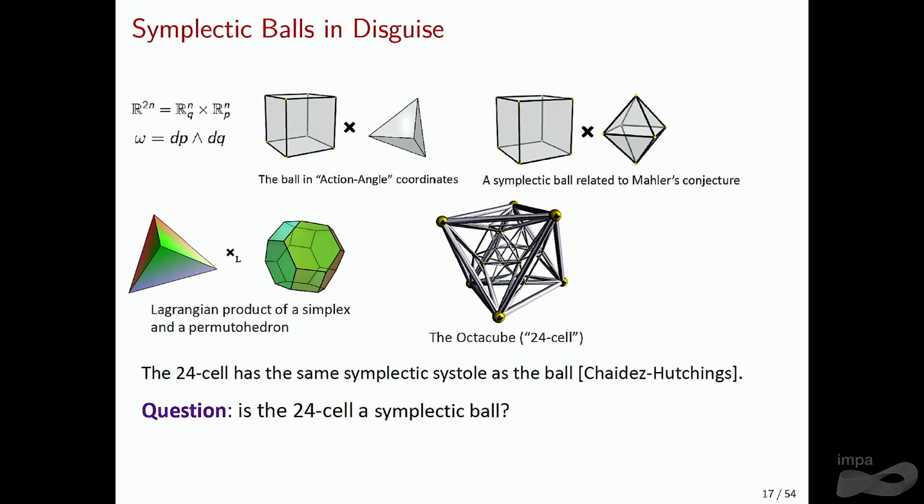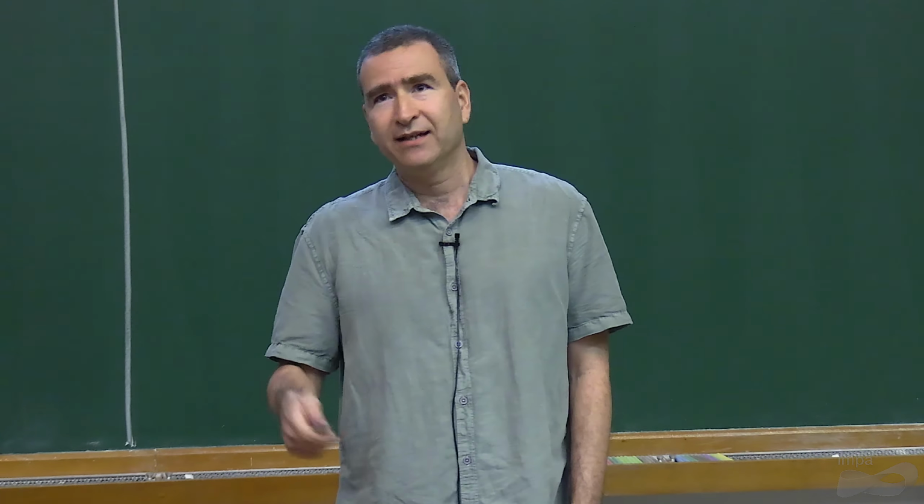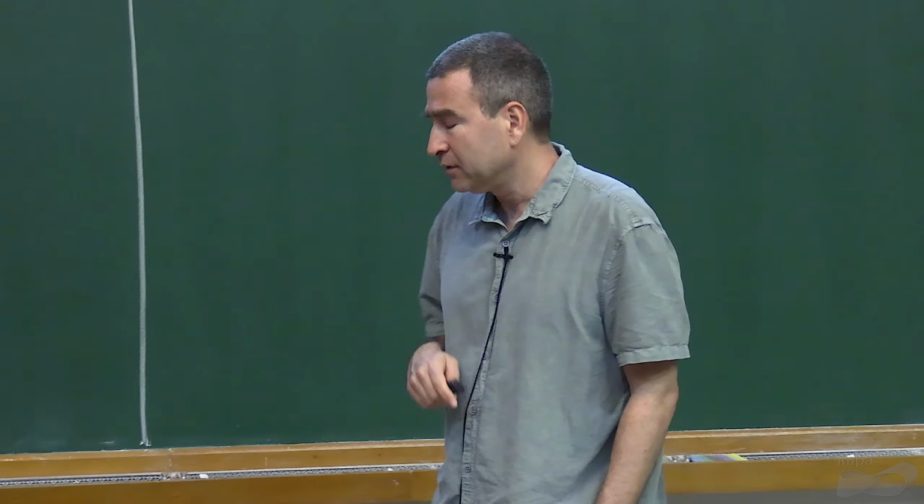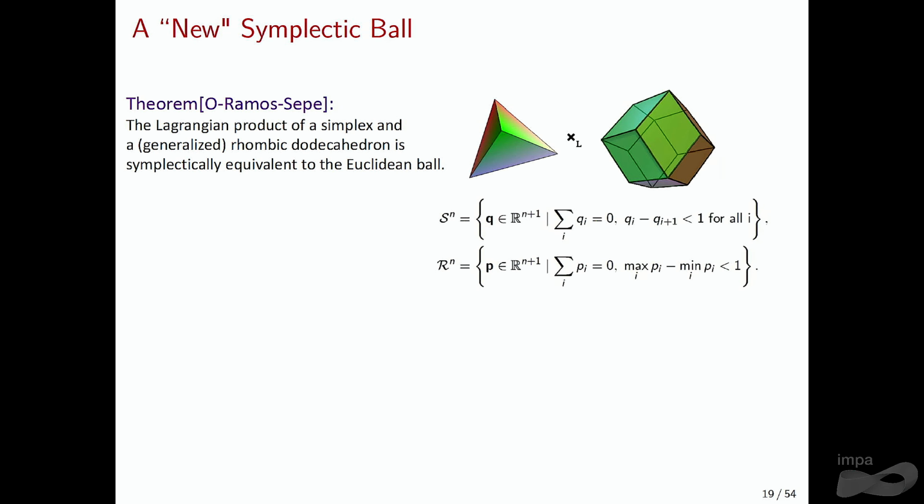So the starting point of our work, in a sense, was to try to answer this question: is the Lagrangian product of a simplex and the permutahedron a symplectic ball? Now there is some good news and bad news. The bad news is that we still don't know whether this configuration is a symplectic ball. But the good news is that we came up with a new configuration, which is symplectically equivalent to a ball. Let me be slightly more precise.